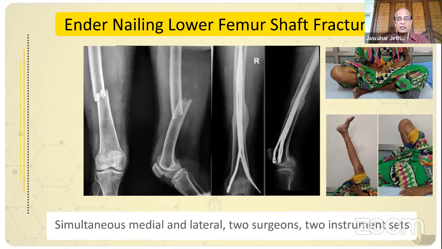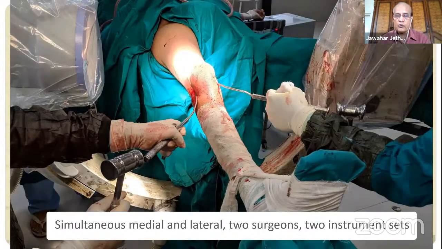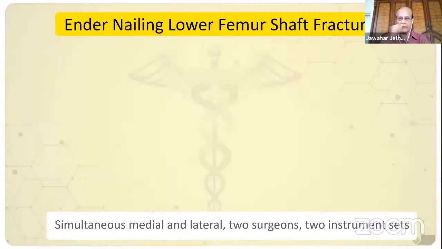In such cases, we have two sets of instruments and two surgeons simultaneously passing the nails. Because in a lower one-third fracture, if you try to pass one nail, there is a natural translation of the fracture and you will not be able to pass the second nail. So bit by bit, we start and then it can be done. This is a good method in a lower third diaphyseal fracture, not in metaphyseal fractures.